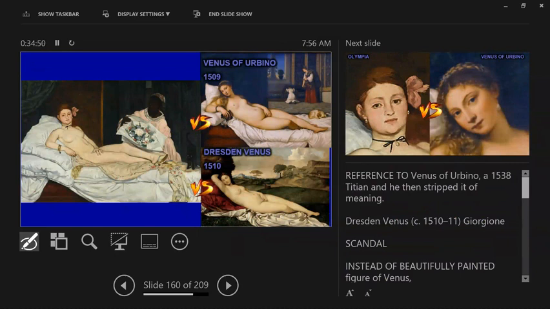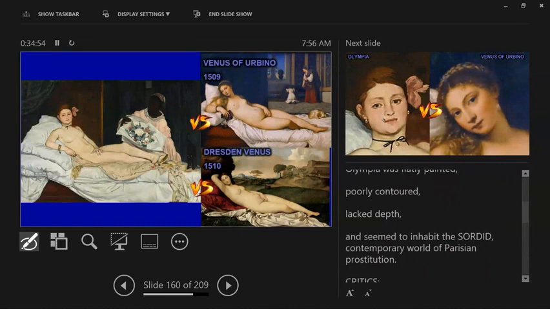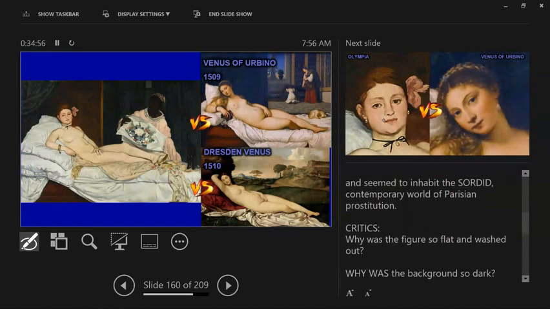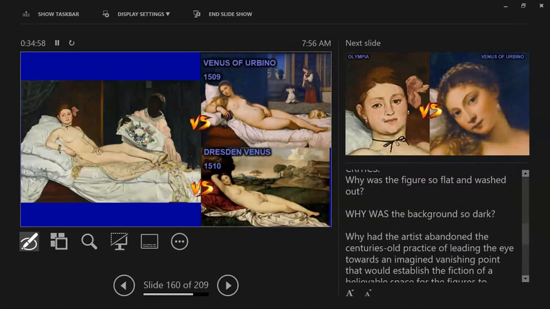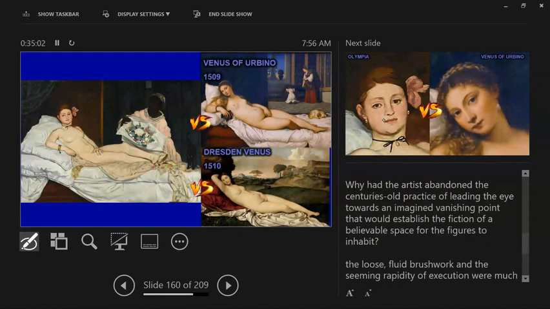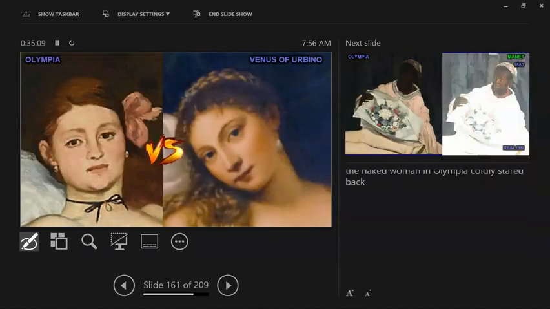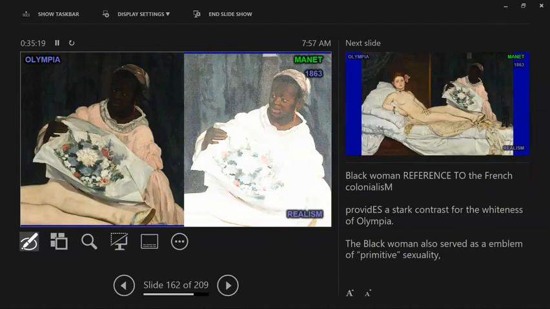And it's by choice. You know, he doesn't like that history painting. So he is intentionally making her with the flat colors. So Manet is dissolving classical illusionism. And then look at the look on her face. It's very frank. She is staring back at us, but not with that coy expression.